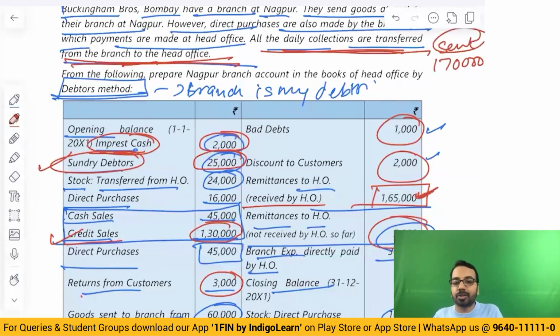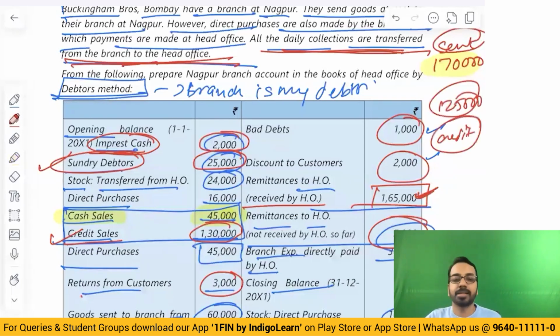Now, this daily collection can be my cash sales, and it can be my credit sales. Of course, my cash sales is 45,000. So out of this 1,70,000, 45,000 is my cash sale component, which means 170 minus 45, can I say 1,25,000 is credit sales? First we thought we'd use the cash account to arrive at it, but the cash account only has petty cash, and they have said all the daily collections are transferred to the head office.